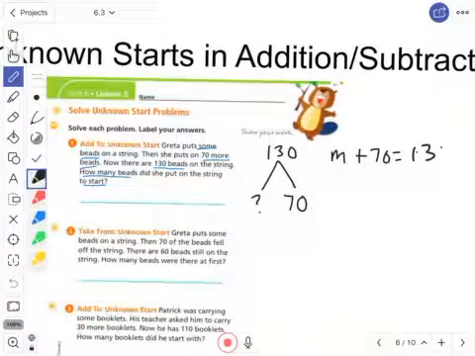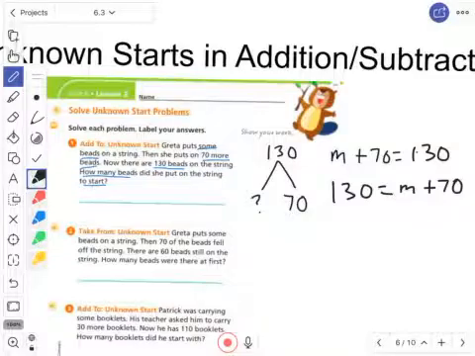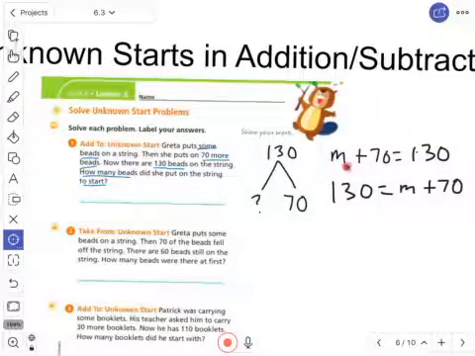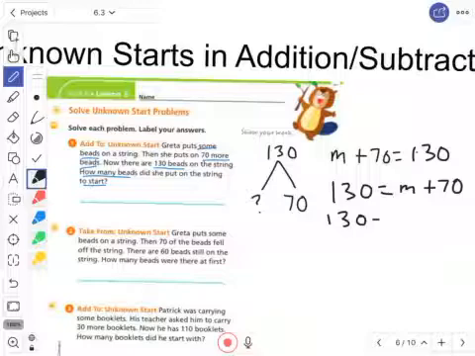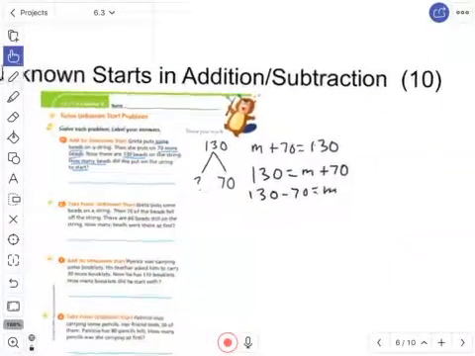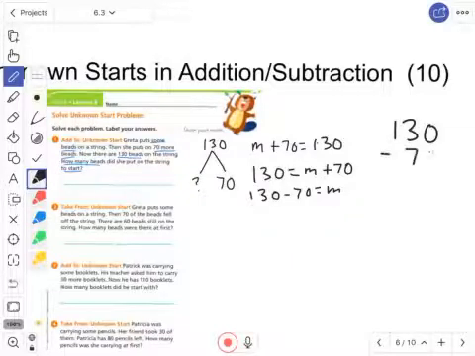Or I can think about it like, well, she had 130 total. And then there's m plus 70. Now I could think about, okay, what plus 70 equals 130? Or I can think about it this way too. 130 minus 70 equals m. So I am going to actually do my problem that way. I'm going to do 130 minus 70 to figure out how many she started with.